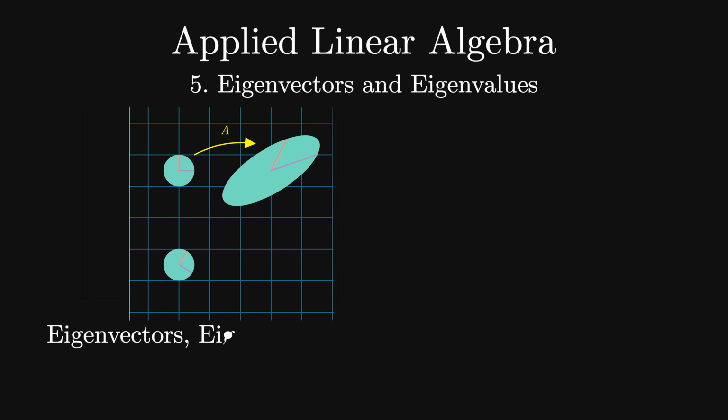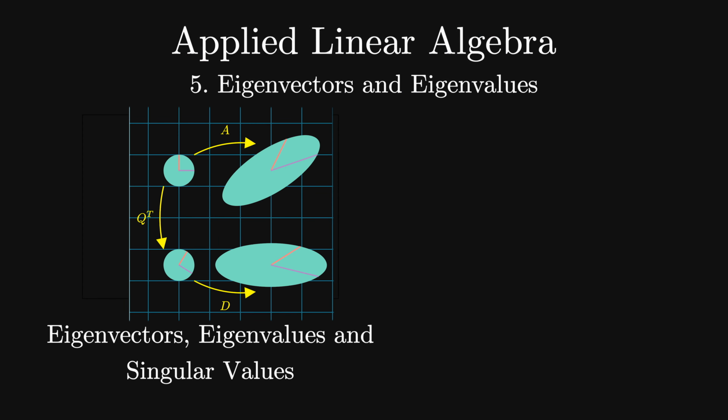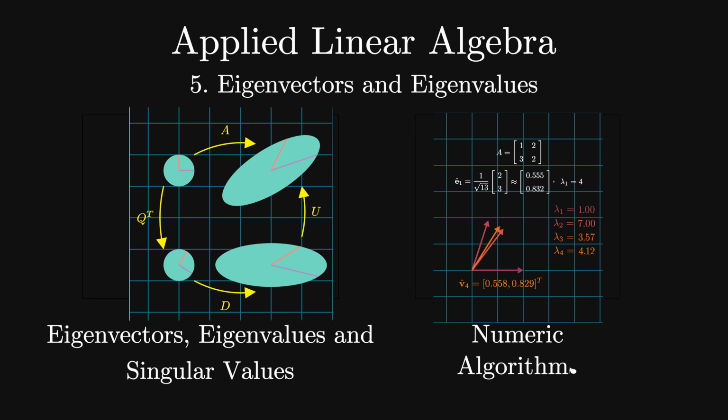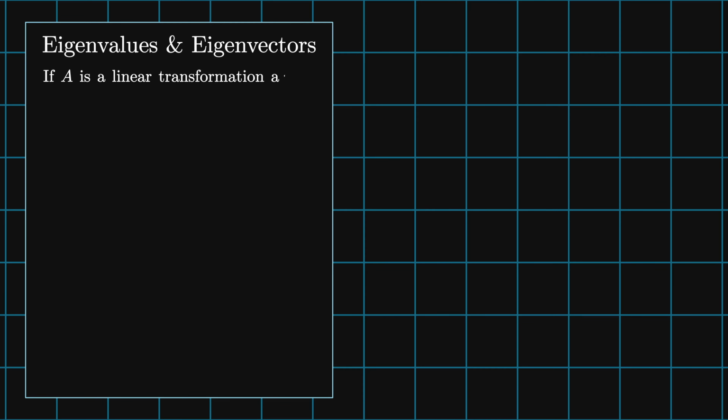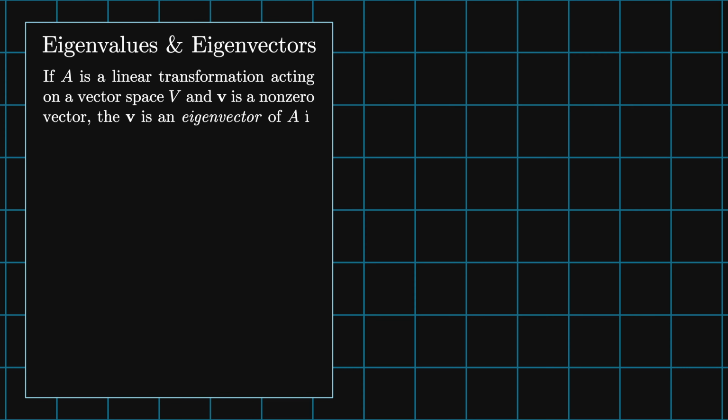In this video, we'll discuss the meaning of eigenvalues and eigenvectors, as well as singular values. Then we'll explore some algorithms to calculate them. When someone hands you a matrix, they aren't just handing you an array of numbers, they're handing you a basis and scaling factors. If A is a linear transformation acting on some vector space V, then the non-zero vector v is an eigenvector of A if A acting on v produces a new vector that is a scalar multiple of v. The scale factor is called an eigenvalue.